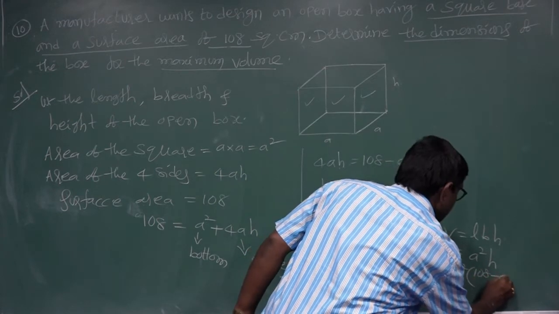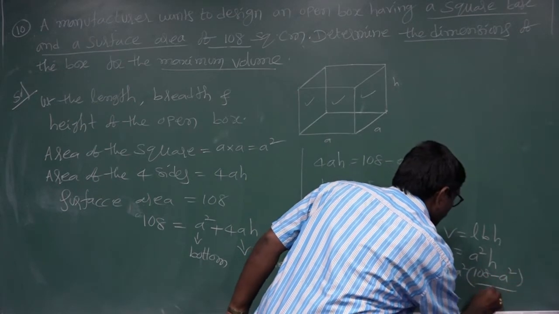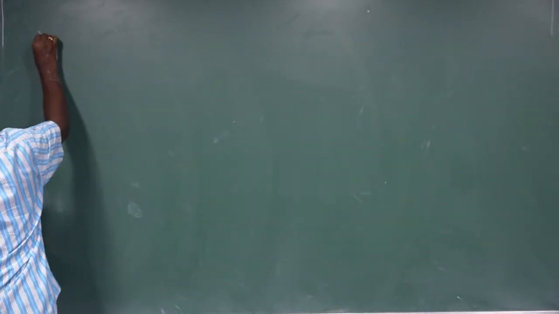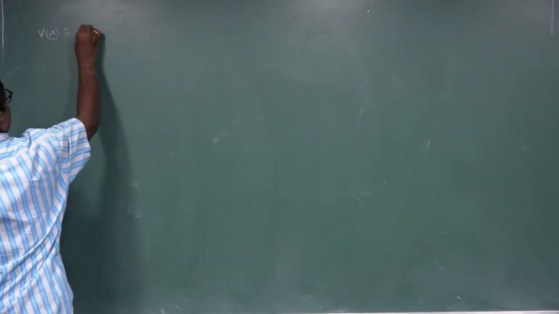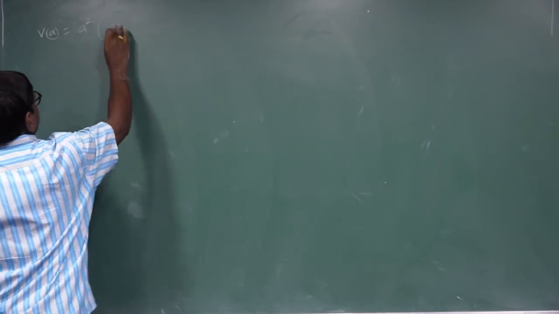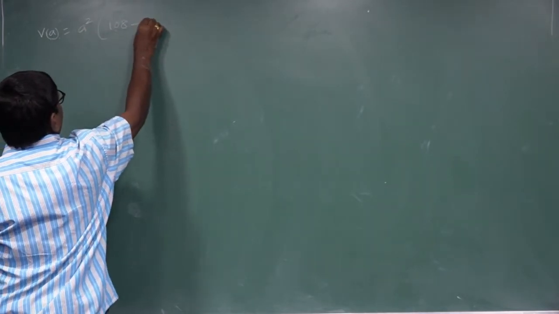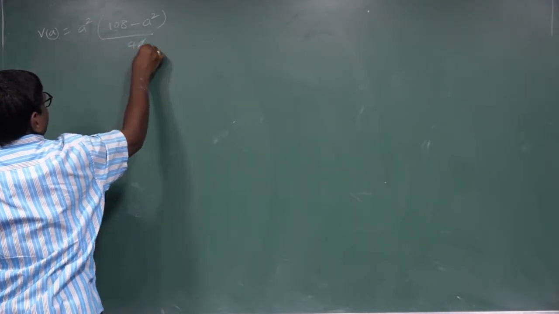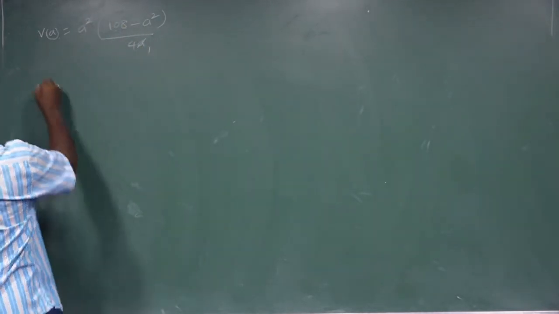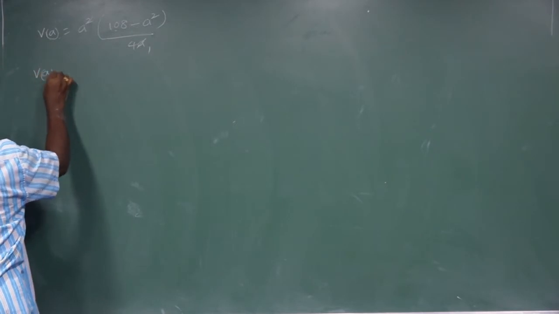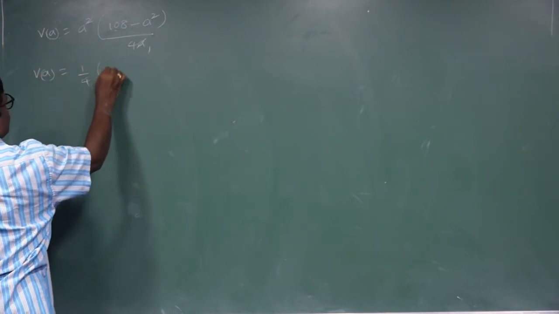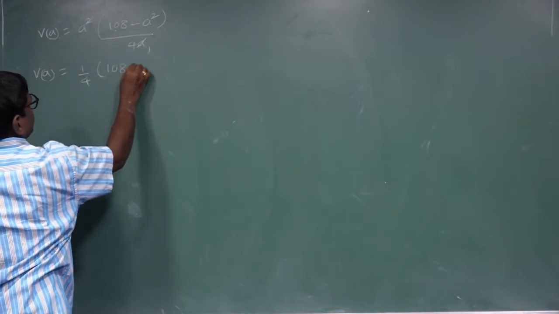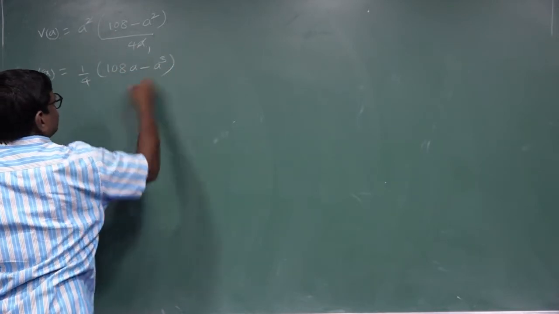V(A) = A square into H value, H = (108 minus A square) by 4A. The 4A cancels, so V(A) = 1 by 4 into A(108 minus A cube).